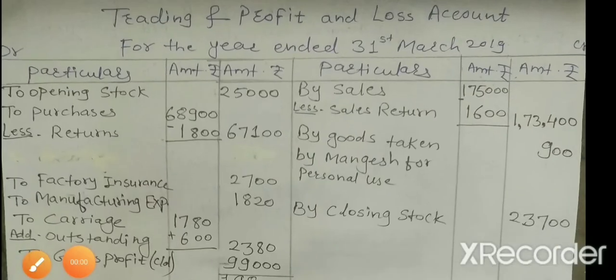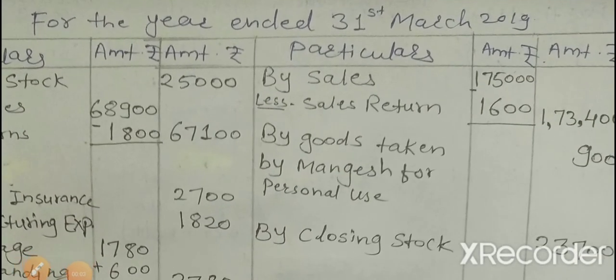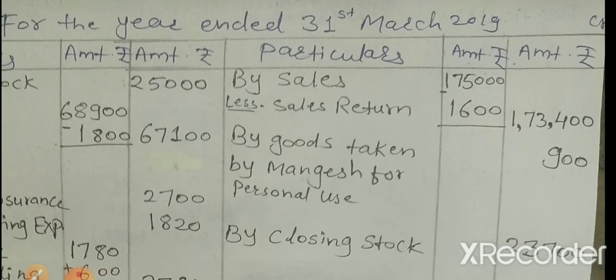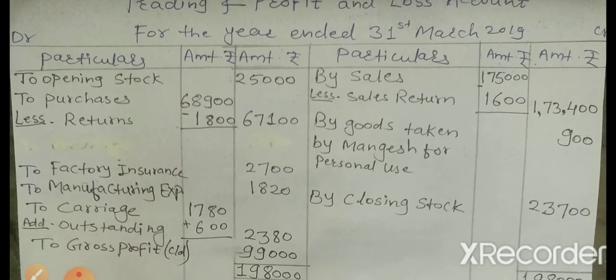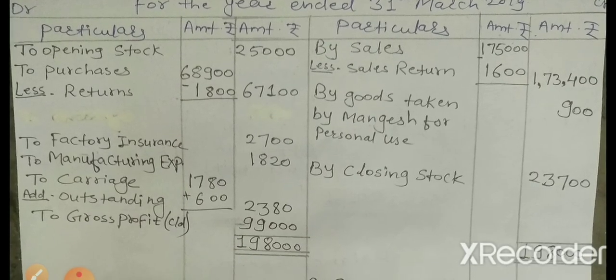Next, now see the credit side of trading account. By sales 1,75,000. From this amount we deducted sales return and net amount is written on outer column 1,73,400. Then by goods taken by Mangesh for personal use rupees 900 and by closing stock rupees 23,700. As per our adjustments we have written it. Now do the total of credit side as well as debit side. Compare the sides, write the total whichever is greater. That means close the trading account now.